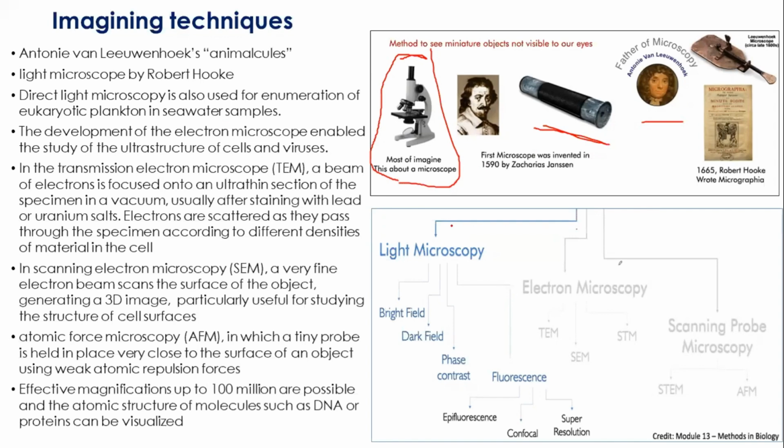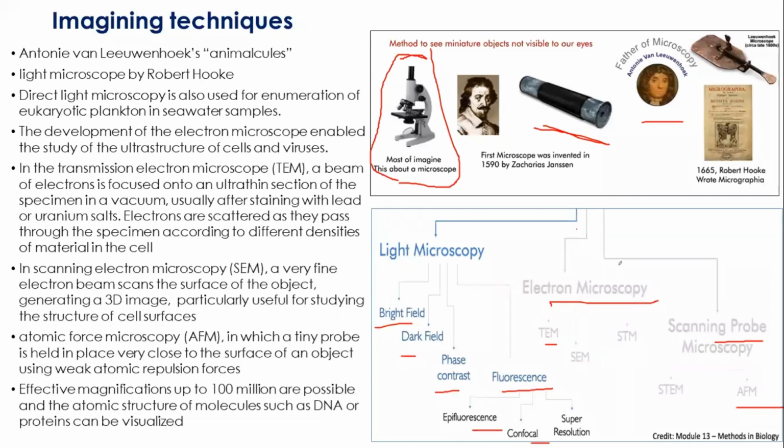That includes light microscopy, having bright field, dark field, phase contrast, and fluorescence, which is very much used in order to understand or enumerate the marine microbes, including epifluorescence, confocal, and super resolution. And also at the same time, we have electron microscopy in the form of TEM, SEM, and STM, and scanning probe microscopy, mostly AFM and STEM, right?